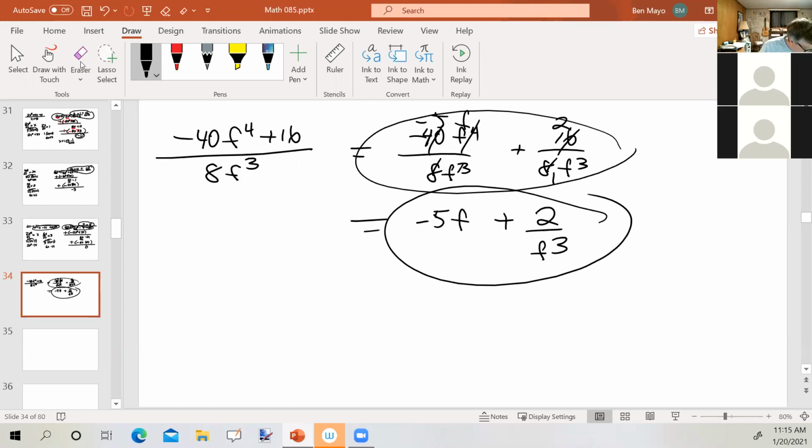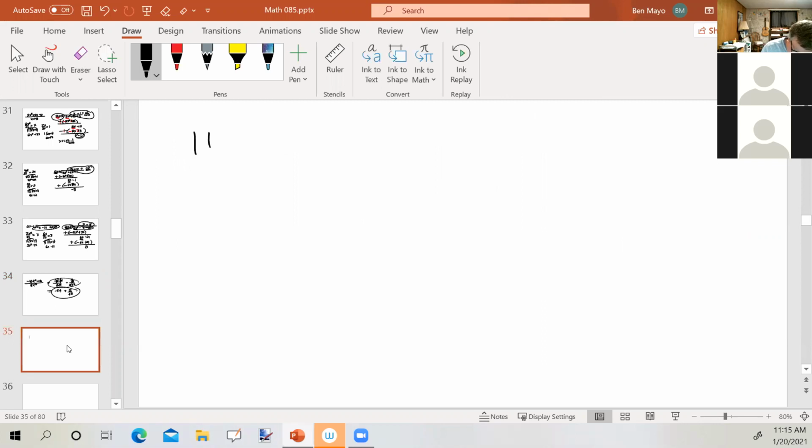And then let's go back even further in today's lesson. Let's say we've got a monomial divided by a monomial. Okay, let's see. Well, positive divided by negative is going to be negative. I know that.